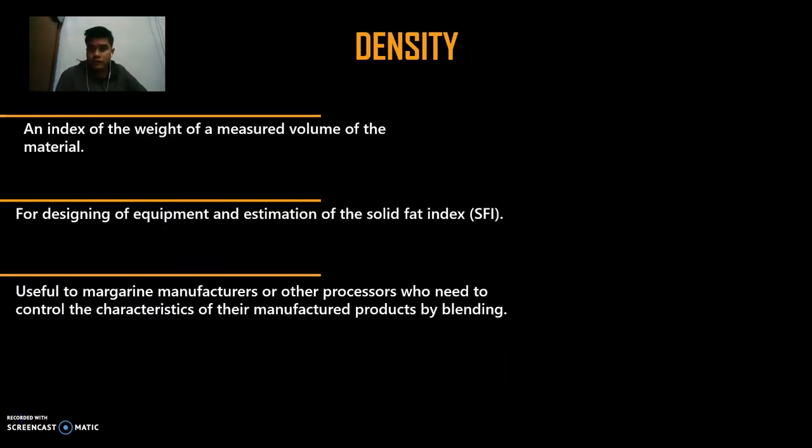So the next one is the density. So what is density actually? As we all know, density is mass divided by volume, right? Okay, so you can see this. Density is an index of the weight, okay, which refers to the mass, as what I said earlier, of a measured volume of the material. So this density properties is very, very important for designing of equipment and also for the estimation of solid fat index, so SFI. So this solid fat index usually is being used to determine the percentage of solid in the fat at a given temperature. Okay, and this solid fat index is being useful to margarine manufacturers or other processors who need to control the characteristic of their manufactured products by blending.